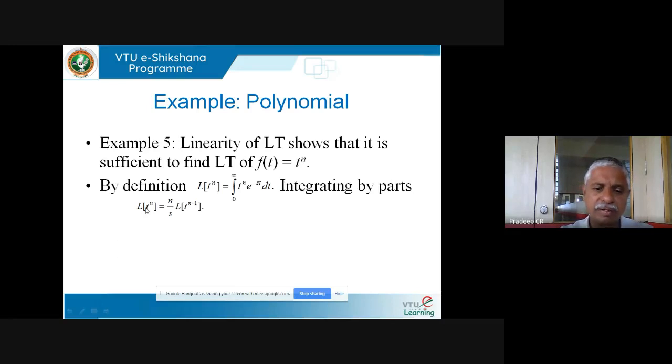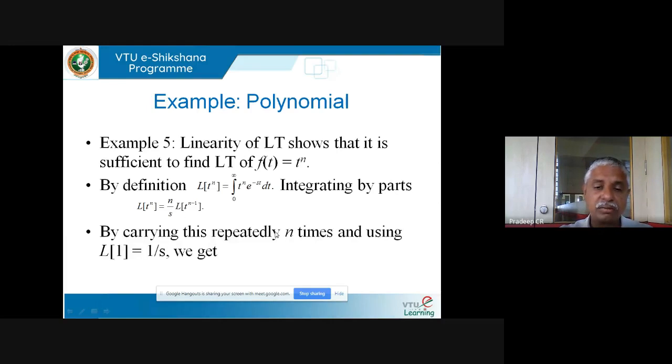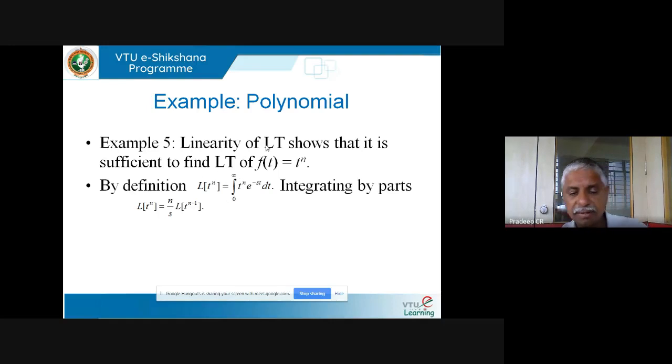If I know Laplace of t power n, I can find Laplace of t power n minus 1. Or if I know Laplace of t power n minus 1, I can find Laplace of t power n. All I have to do is multiply by n by s. So now I can continue carrying this out repeatedly. If I want to know L of t power 10, I first need to know L of t power 9. If I want to know L of t power 9, I need to know L of t power 8. If I want L of t power 8, I need L of t power 7. Like this, I'll keep on coming down.